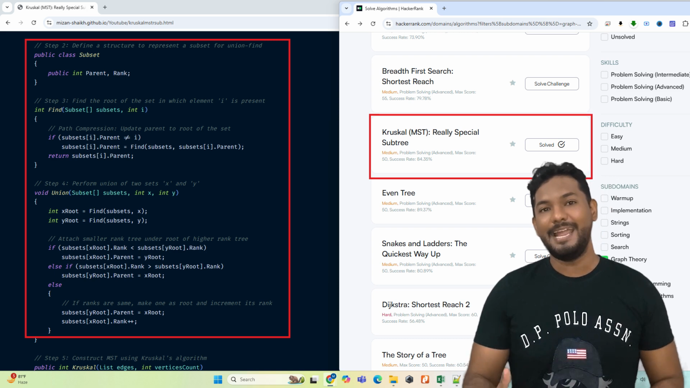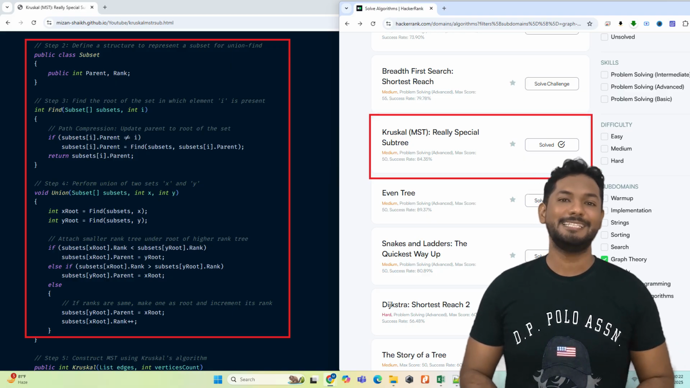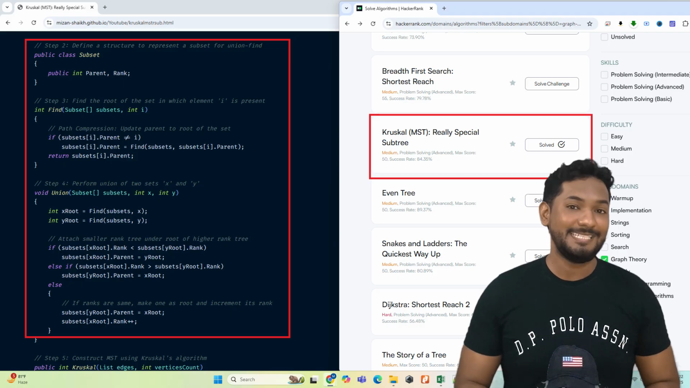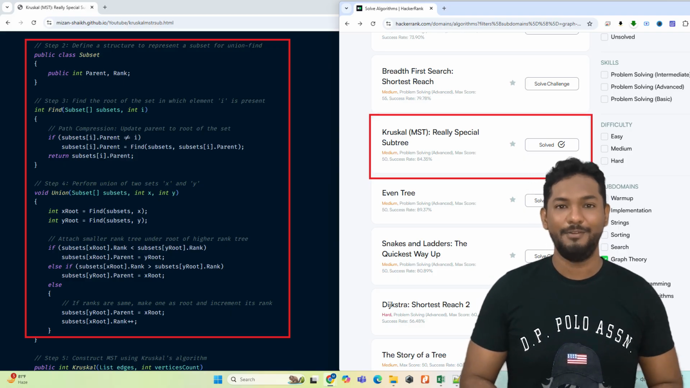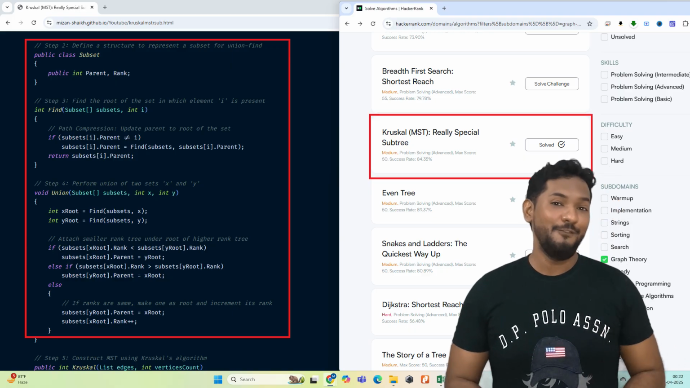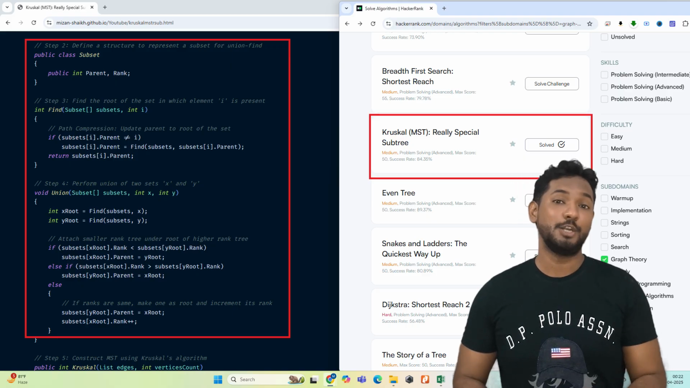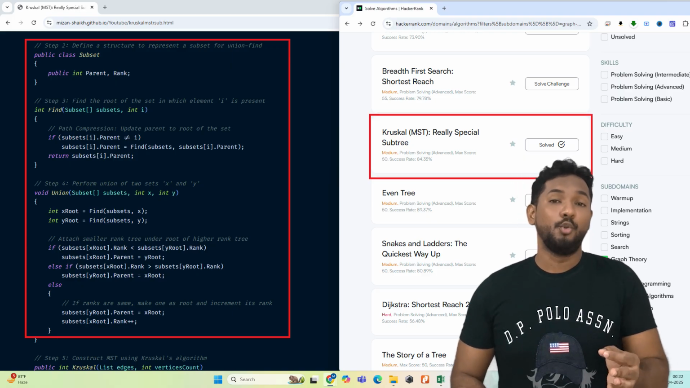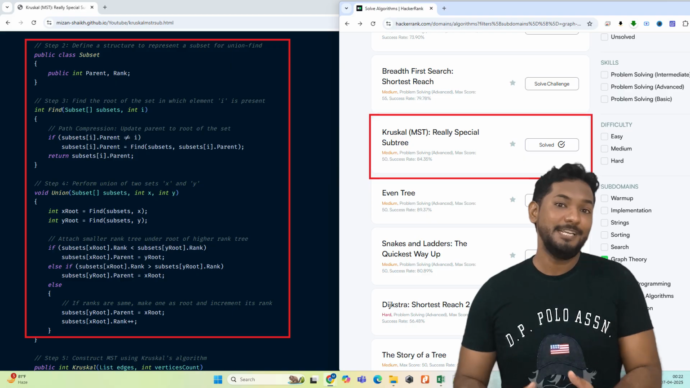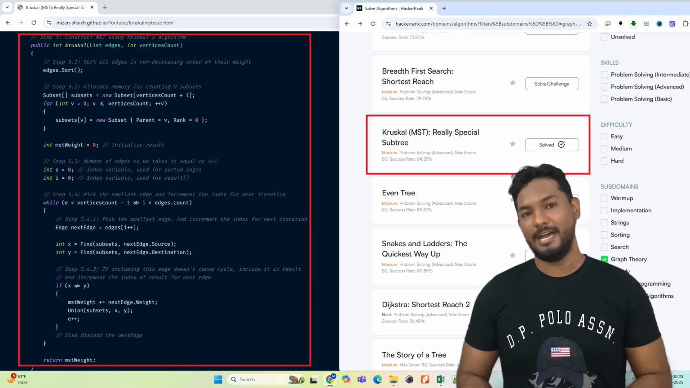Now let's outline our approach before we dive into the code. First, we'll create an edge class to represent each edge in our graph, including its source, destination, and weight. Then we'll set up our union find structure, which will include methods for finding the root of a set and for merging two sets. Next, we'll implement the core of Kruskal's algorithm.